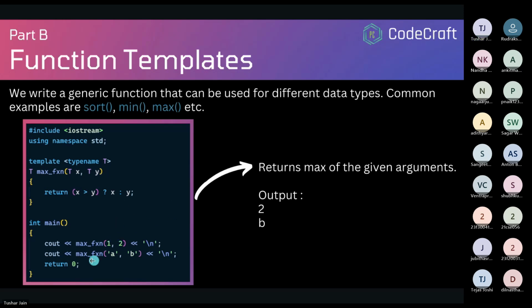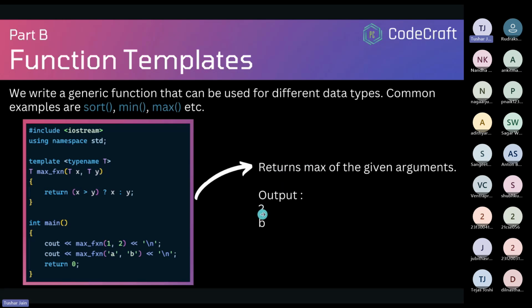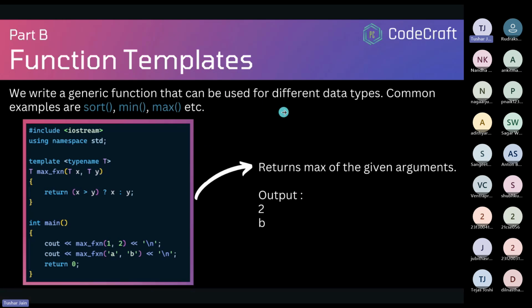This basically returns the maximum of both the numbers or characters, whatever I am passing. Like we can see in the example here, max function 1 comma 2 returns 2, and max function a comma b returns b. This can be used for sort, min, max, and this is used in a lot of predefined C++ functions as well.